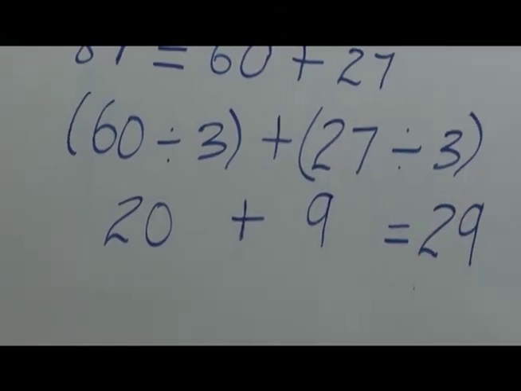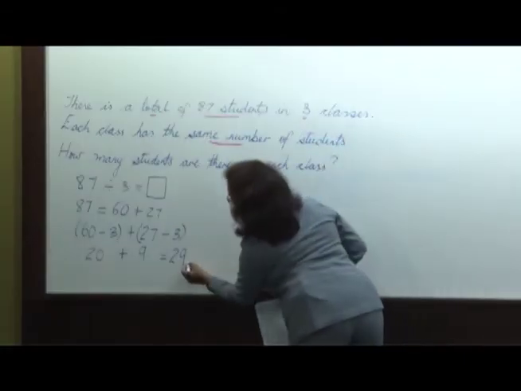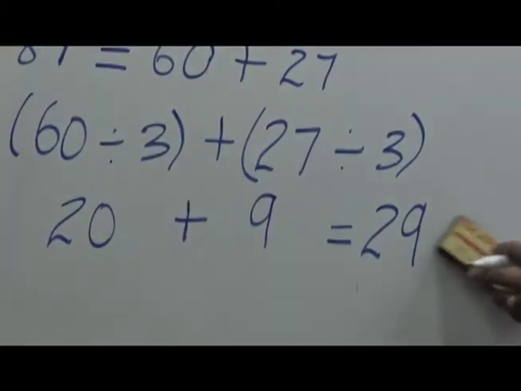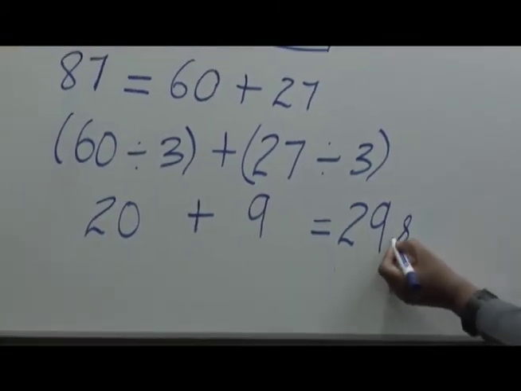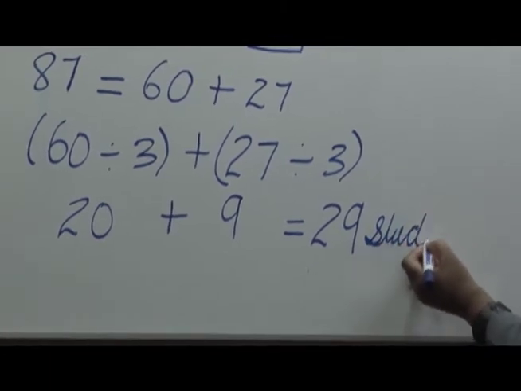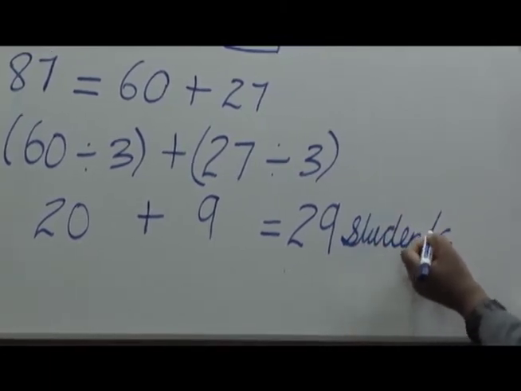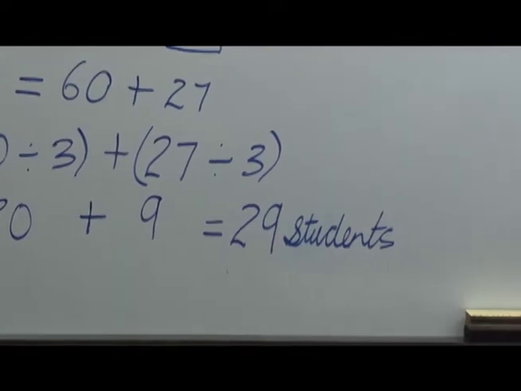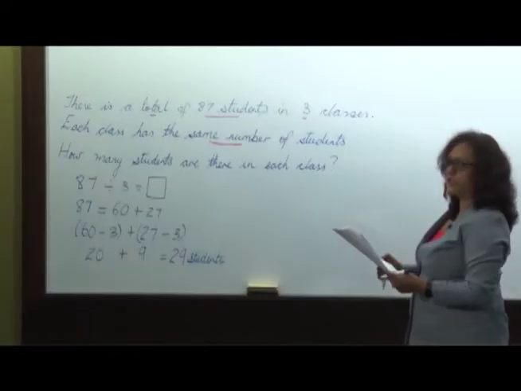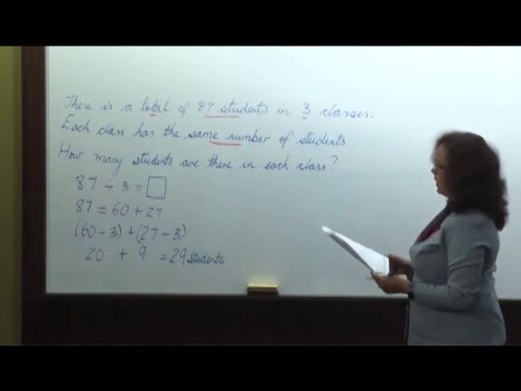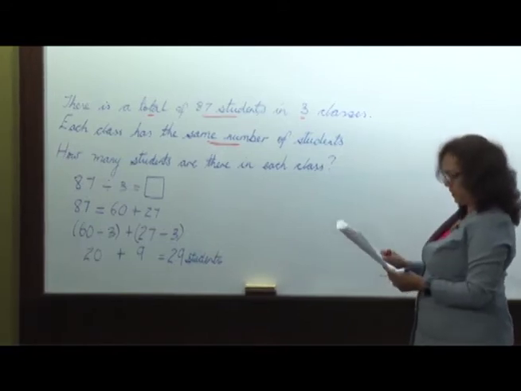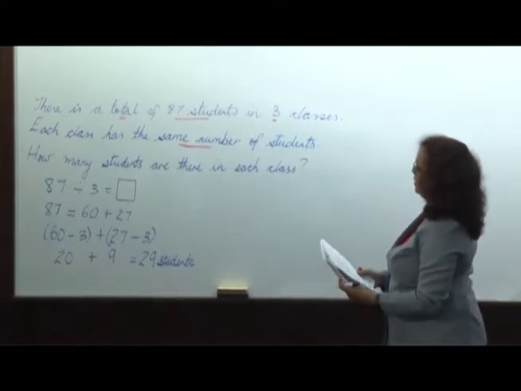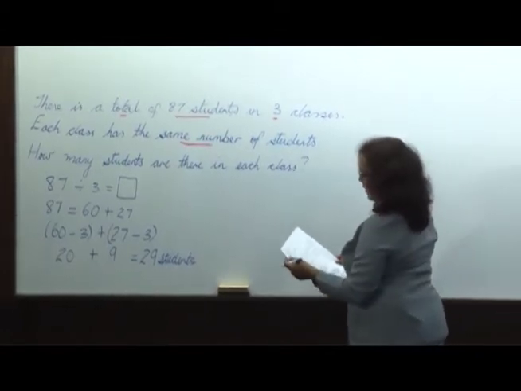So there are 29 students in each of the 3 classes. Right. Is there another way we could distribute 87, that we can decompose 87? So we can divide? Yes, there is. We could break it up into another pair of numbers.